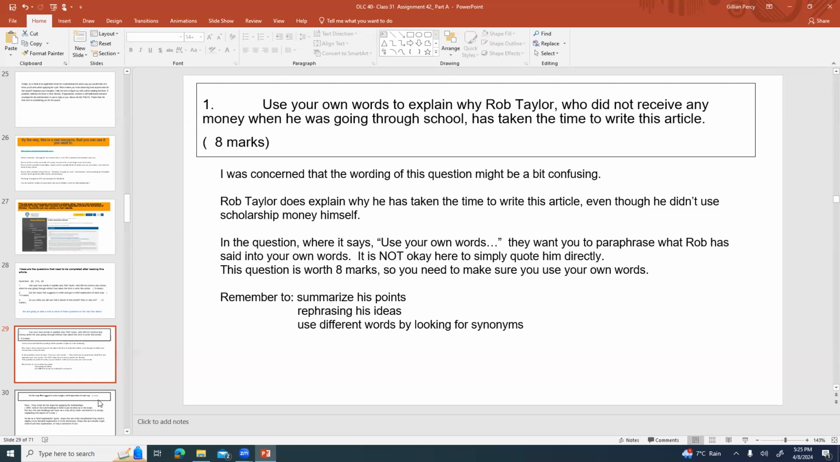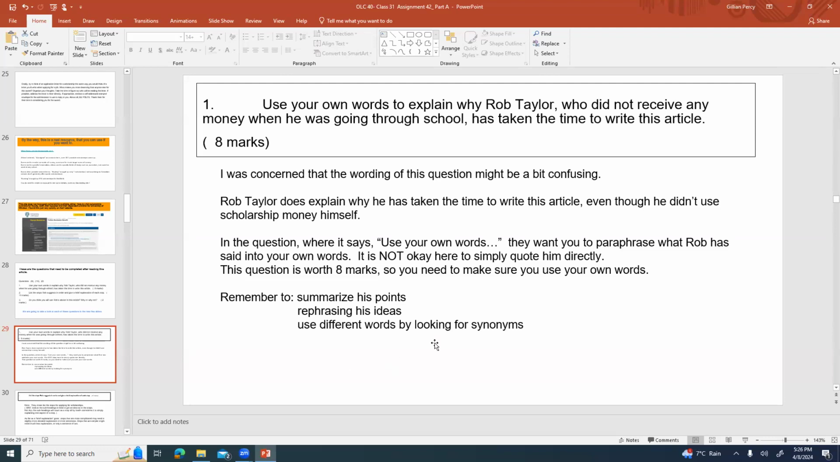So this question is worth 8 marks. Remember that when you're putting something into your own words, you're trying to summarize the points, rephrase the ideas, and use different words by looking for synonyms. So if Rob Taylor had said, well, he didn't say this, but "I wrote this article because I got paid big bucks," you wouldn't write "Rob Taylor wrote this article because he got paid big bucks." You would write "Rob Taylor wrote this article because he was paid to." Like you would rephrase it, so it means the same thing, but it's not in the exact same words.